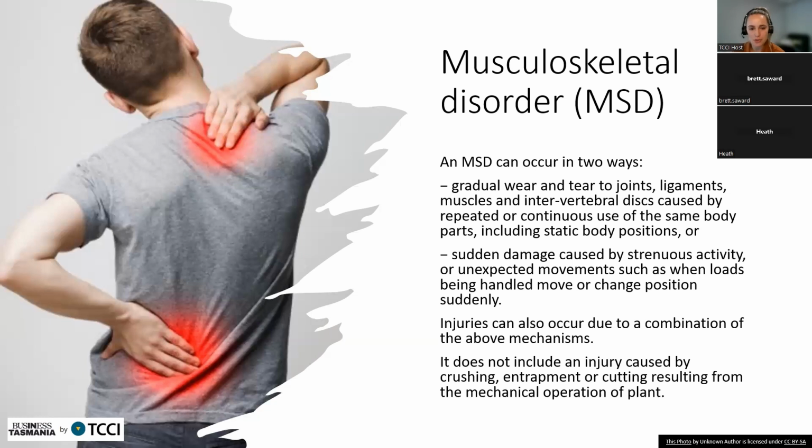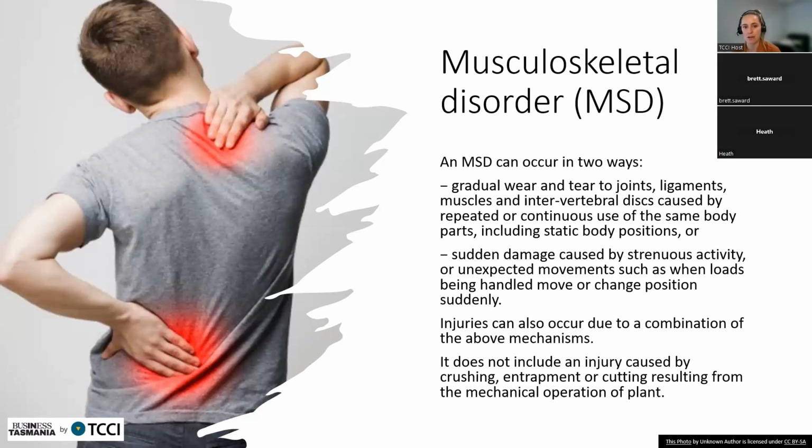It usually occurs in two ways, or a combination of these two ways. A gradual wear and tear to joints, ligaments, muscles, or intervertebral discs caused by repetitive or continuous use of the same body parts. Or it can be sudden damage caused by strenuous activity or unexpected movement, such as when loads being handled move or change position suddenly. As mentioned, it can be one or a combination of both of these, but it does not include crushing, entrapment, or cutting resulting from mechanical operation of plant.